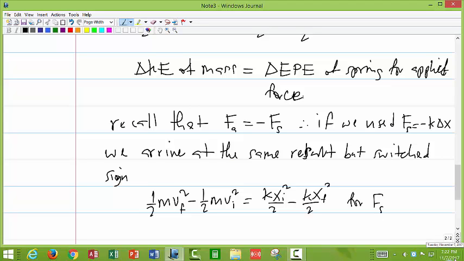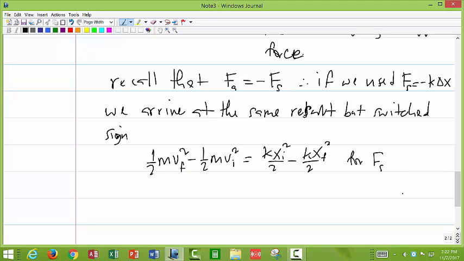We have the applied force, which is equal to the negative of the spring force. The negative of the spring force is Hooke's law force, which is equal to minus k delta x. The applied force is equal to k delta x. So that's the difference. There's just a difference in sign. Any questions at this point?